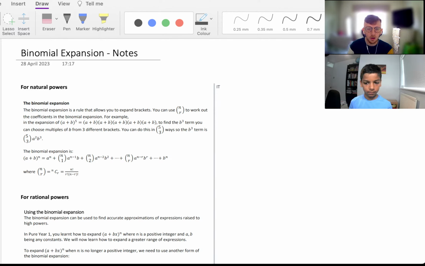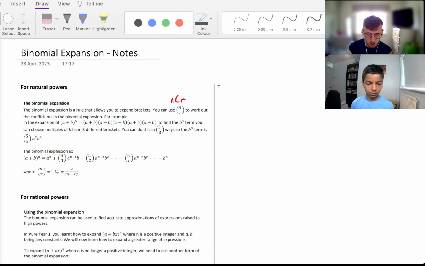So in year 1 of your A levels, AS levels, you do binomial expansion where the power is a natural number only. Okay, and the binomial expansion is a rule that allows us to expand brackets with these natural powers. So you can use this nCr notation, which we call n choose r, and that's what the button on your calculator will look like. That's the way we say it, because it's how many ways, with n objects, there are of choosing r of them.